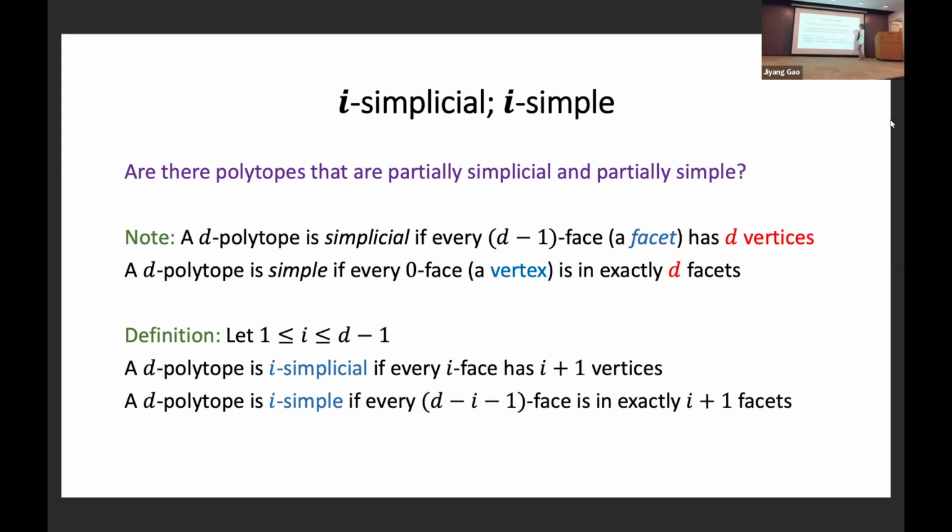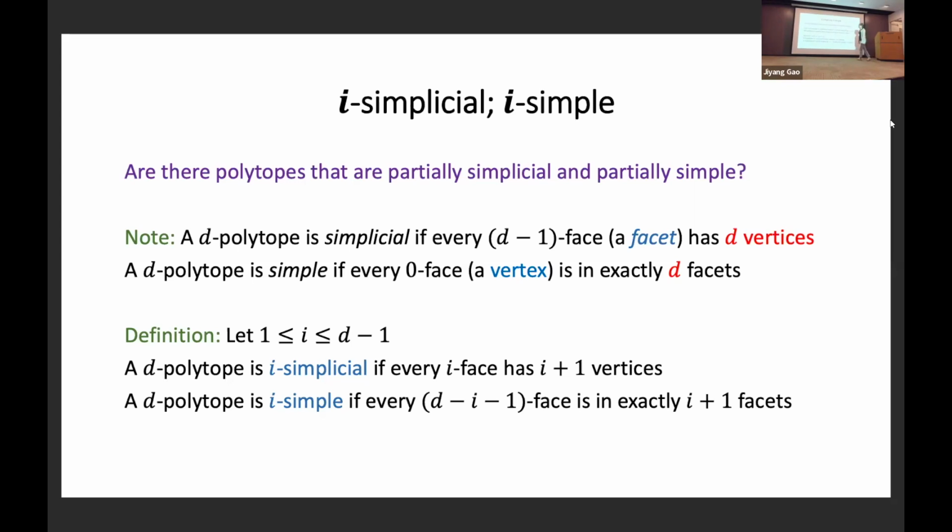So if you dualize that statement, you'll think that a d-dimensional polytope is simple if every vertex is in exactly d facets. Okay, so now let's take any i between 1 and d minus 1, and let's try to define the notion of being i-simplicial and the notion of being i-simple.